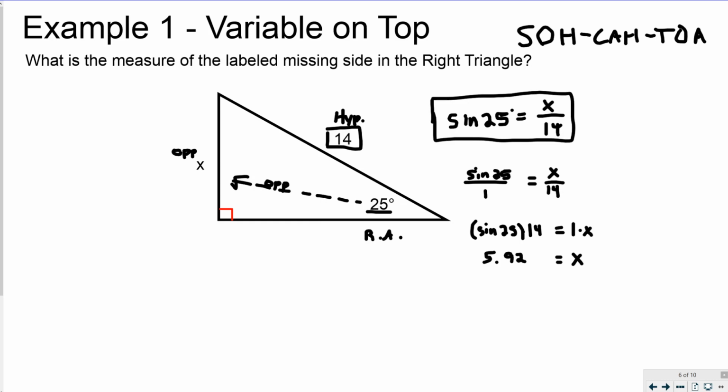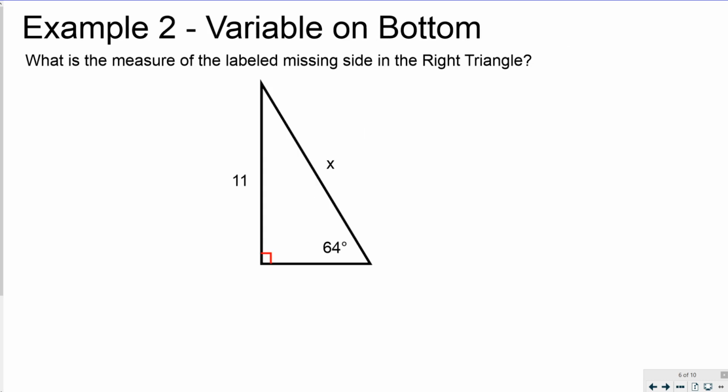And with these side measurements, we're going to round them to the nearest tenth. So this is the number that I want you to round to. So it's going to be 5.9 is approximately equal to x. And that's it. That's what happens when the variable's on top. Pretty easy.